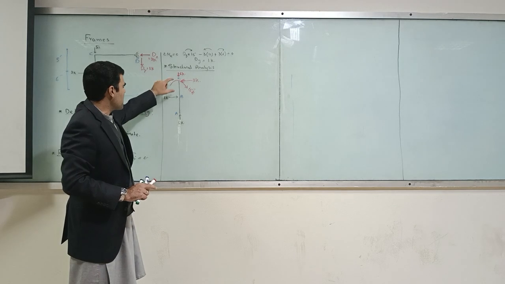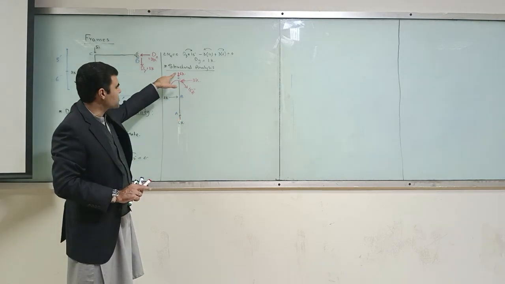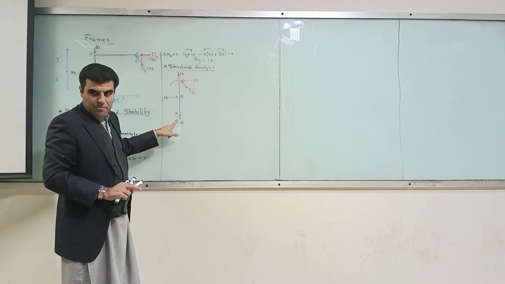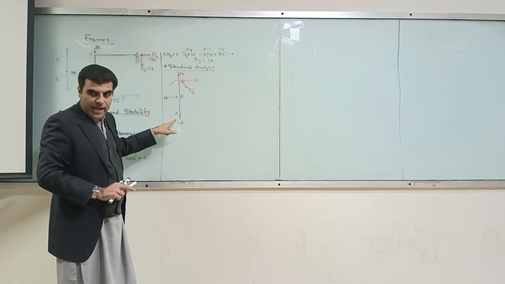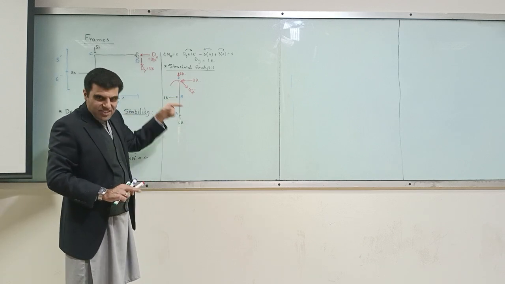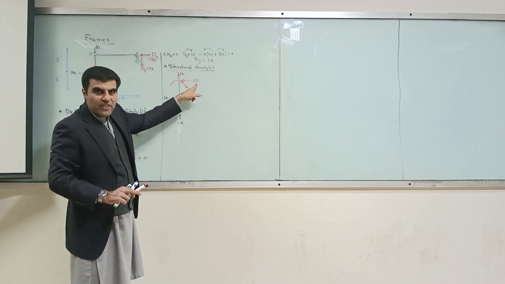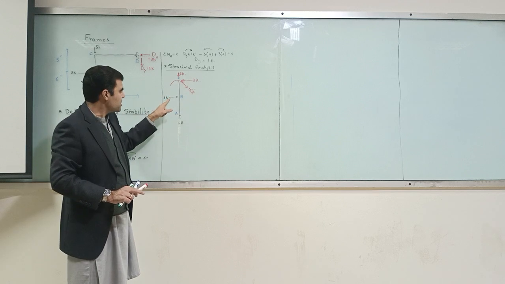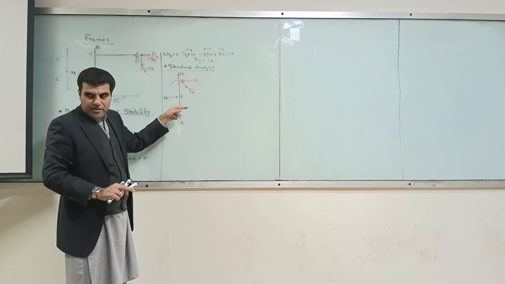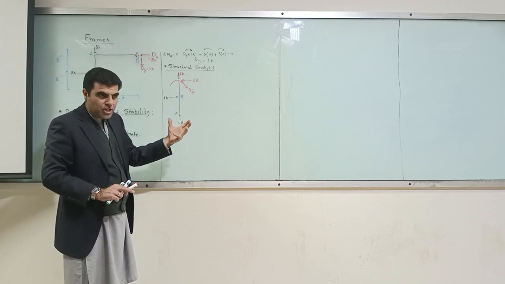So force in the y direction must be 0. So you have 6 kip applied in the opposite direction to the 6 kip which is at point A. Forces in the x direction must be equal to 0. So the 3 kip is applied in the opposite direction to the 3 kip load applied at B. And now the moment must be equal to 0. All the moments must be equal to 0.